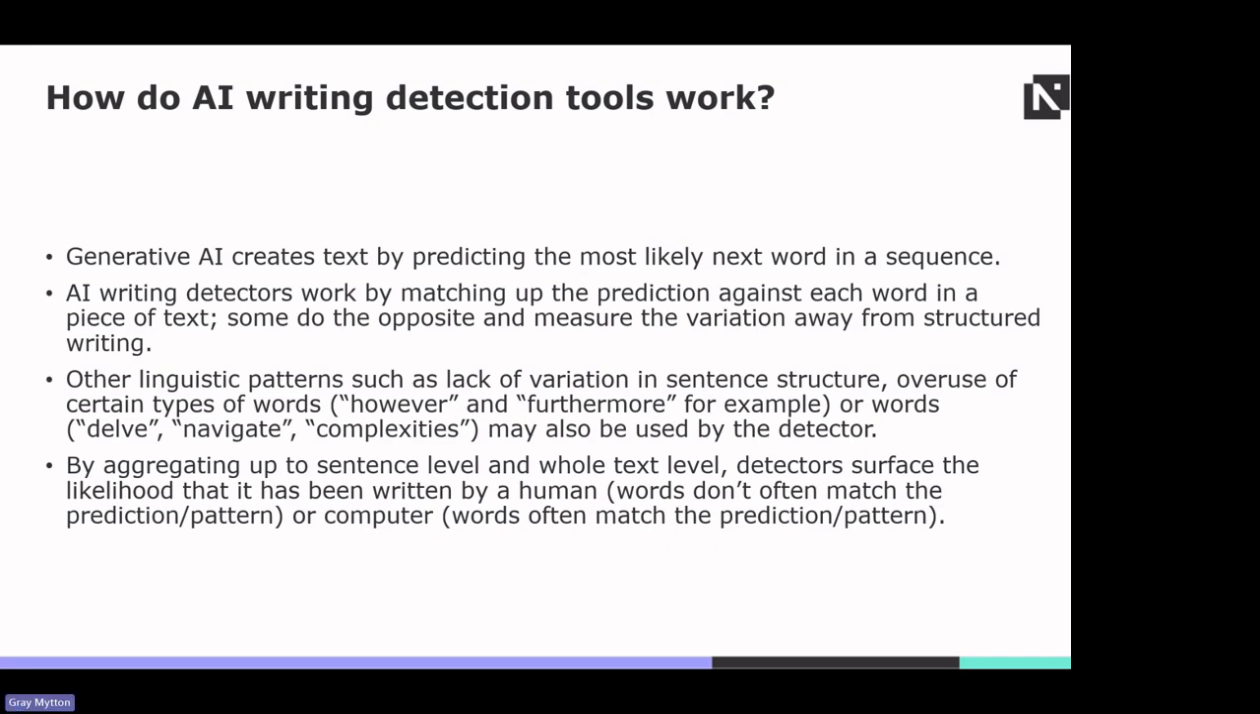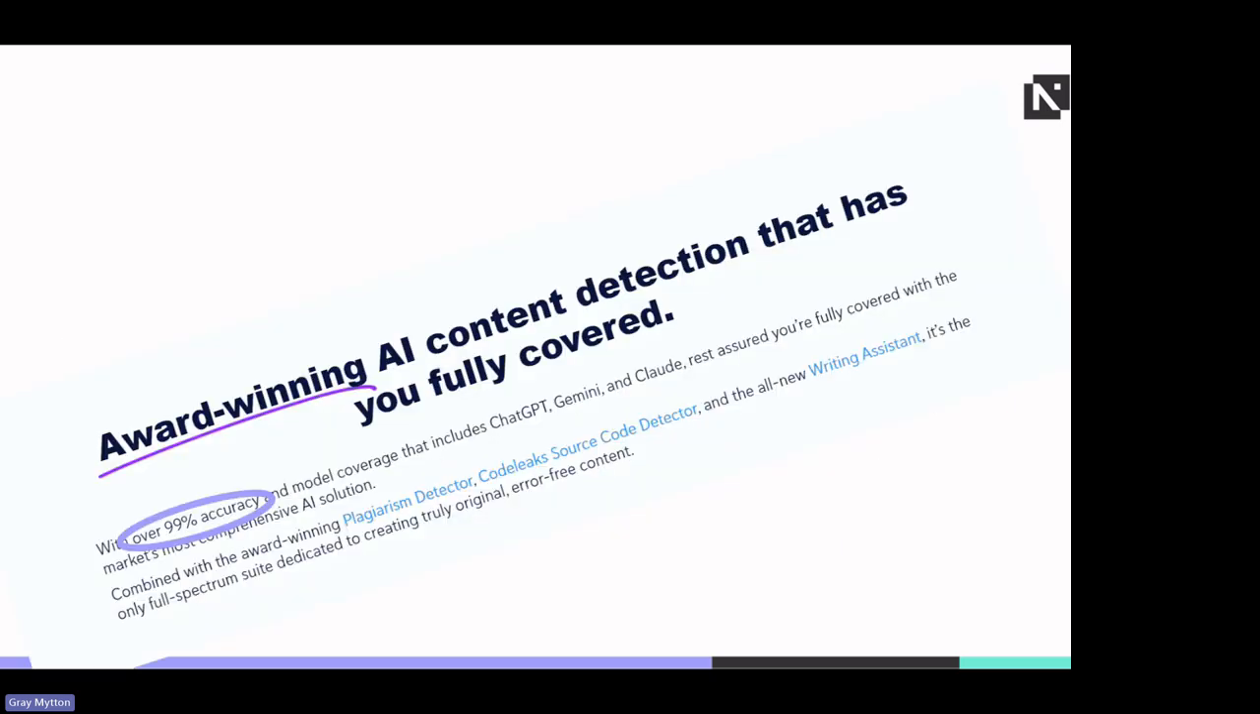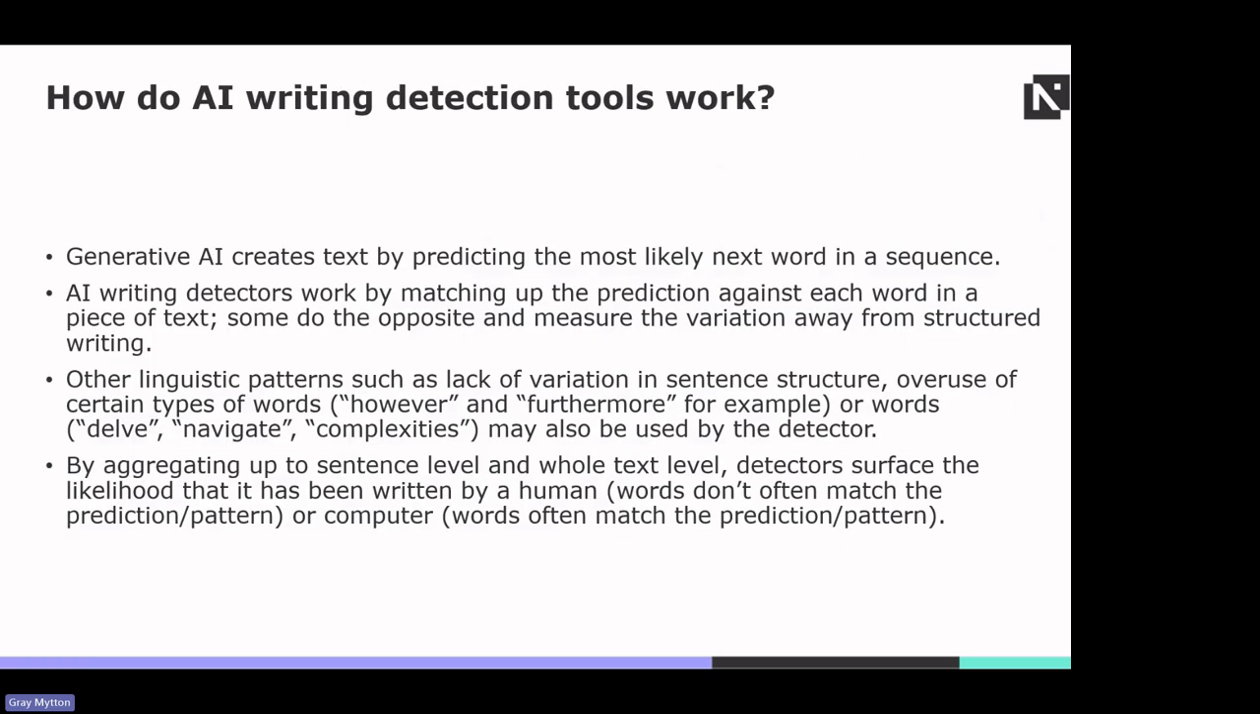And the writing detectors do this at sentence level. So they'll look at a sentence and look for the patterns and look for the words and make a prediction of whether this sentence is likely to have been written by a human or a computer, and then aggregate that up to a whole piece of text, and we obviously then end up with a prediction. Is this piece of work likely to be written by computer or person?